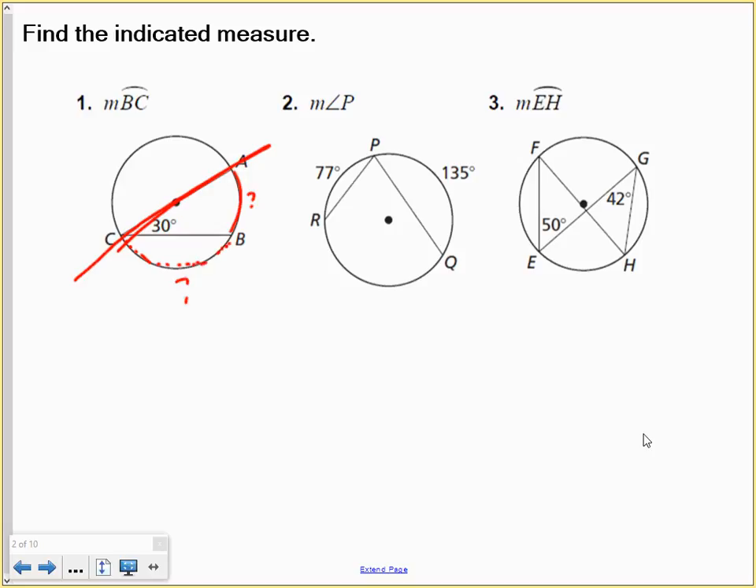Number 2, in order to find angle P, you probably first need to find arc RQ. That would be helpful. And then EH, you're trying to think, okay, between the 50 and the 42, which angle opens up to that arc? So just take a couple more minutes, work through those 3.